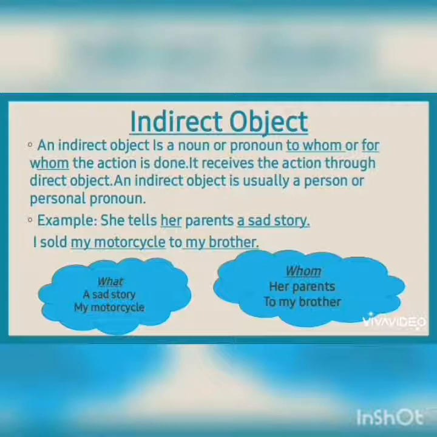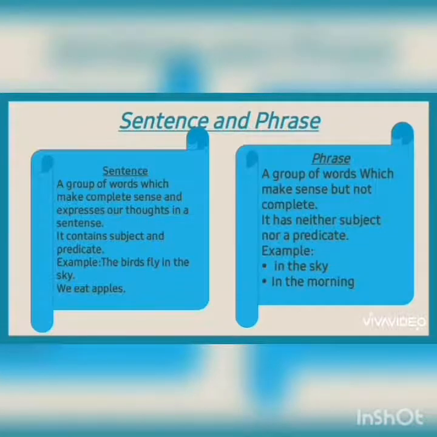In the second sentence, I sold a motorcycle to my brother. To whom? To my brother. So here, to my brother is an indirect object because it answered the question of to whom. You can write the indirect object after the verb without using the preposition to, or you can write the indirect object after the direct object by using to.